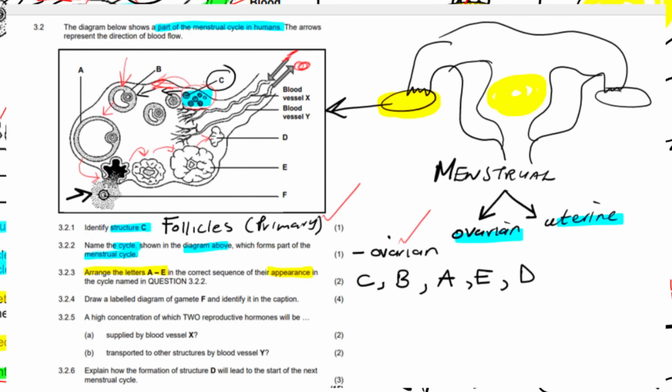and then last is D. So we have arranged A, B, C, D, E in accordance with their appearance. Remember, this one is the smallest. It grows here at A, and then it releases something, then it starts to degenerate, it shrinks, and eventually will degenerate. So this is the correct sequence for 2 marks.